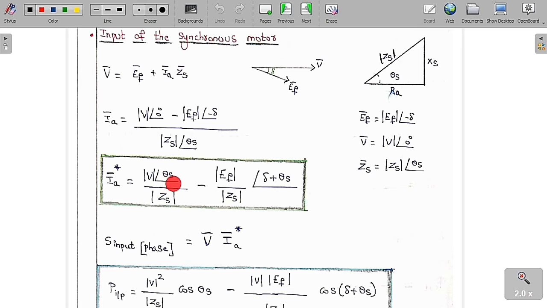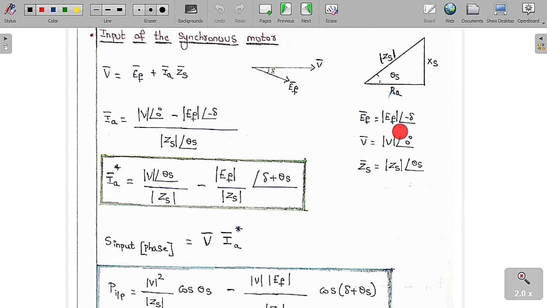So here I am going to get plus theta S. Here actually it is a minus delta minus theta S. So if you take the conjugate, again it is positive, so therefore delta plus theta S. So this is the per phase armature current we are going to get. IA bar conjugate is equal to mod of V at an angle of theta S by mod of ZS, minus mod of EF by mod of ZS at an angle of delta plus theta S.